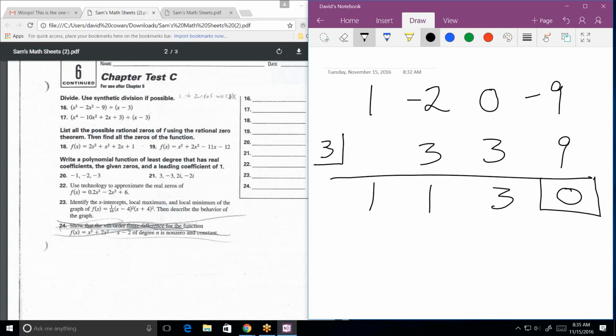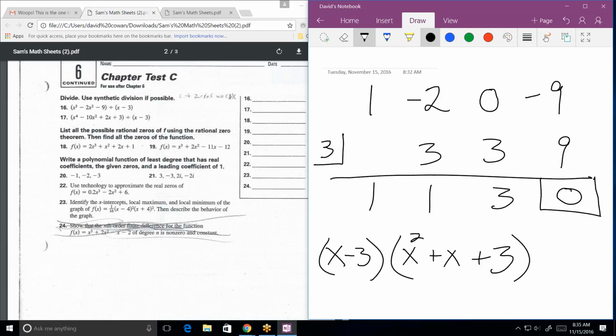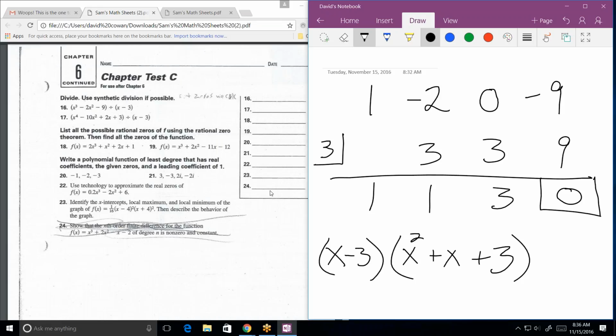And what's left over? In other words, now we know that we have x minus 3 as one of the linear factors, and this is going to be a quadratic. What's the quadratic that represents the other factor? The quadratic is going to be x squared plus x plus 3. Okay. Now, so those are the two factors. So we've used synthetic division to divide it, and when you divide that by that, this is what you get, this quadratic. Okay? Yeah.